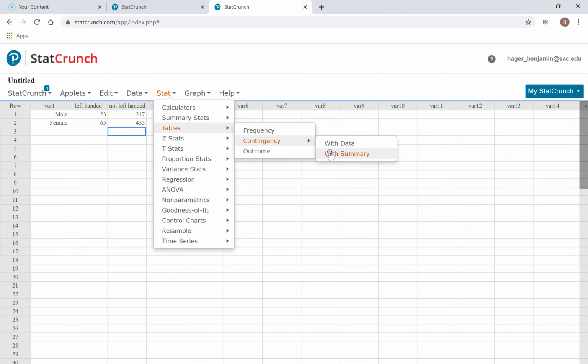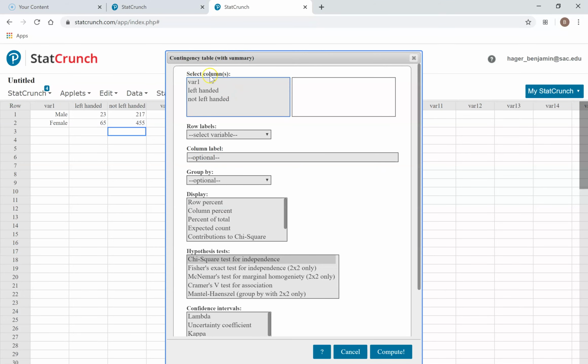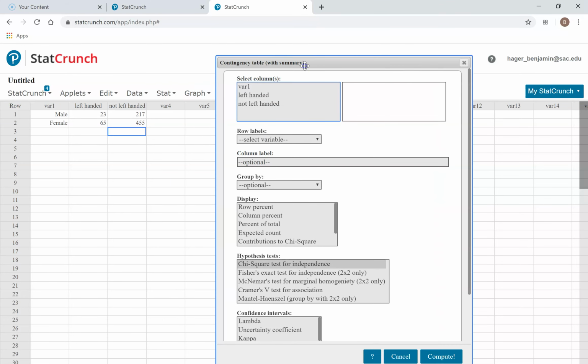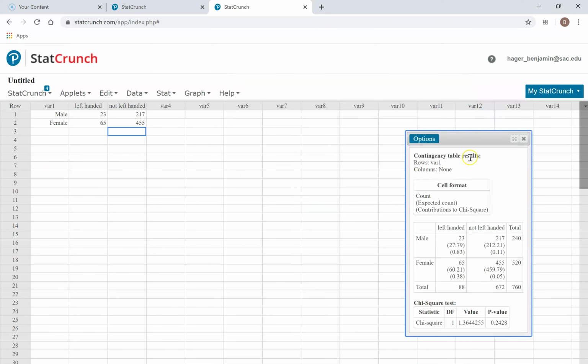I've got a summary. So again, it wants to know what columns your data are in. My data are in the left-handed and the non-left-handed columns. It wants to know what column contains the labeling for your rows, so I put the labels male and female in that first column, variable 1. I do want to see the expected count because I need to verify that the large enough requirement has been met. And I'm going to also look at the contributions just for the heck of it. And it's a chi-squared test for independence. Let's see what we get.